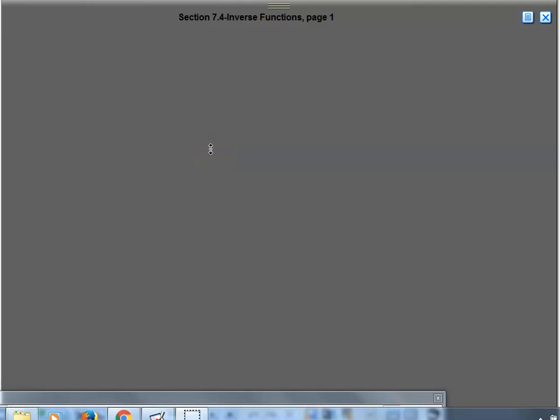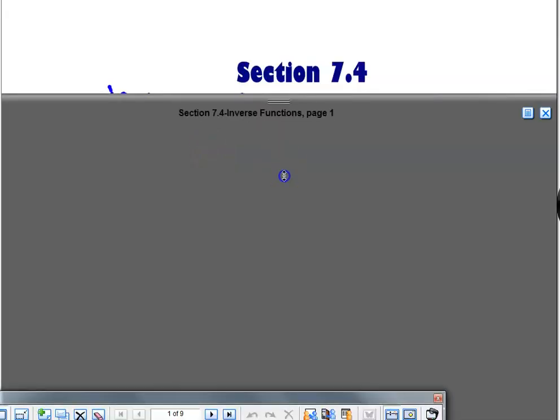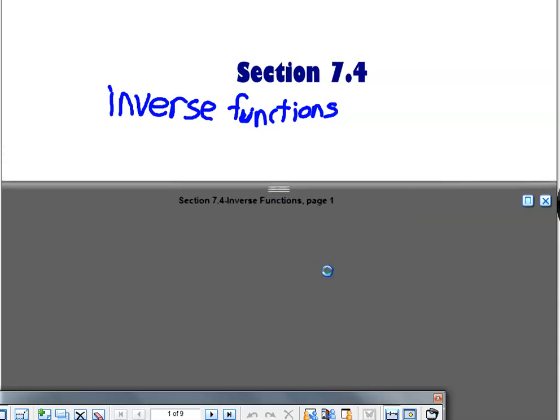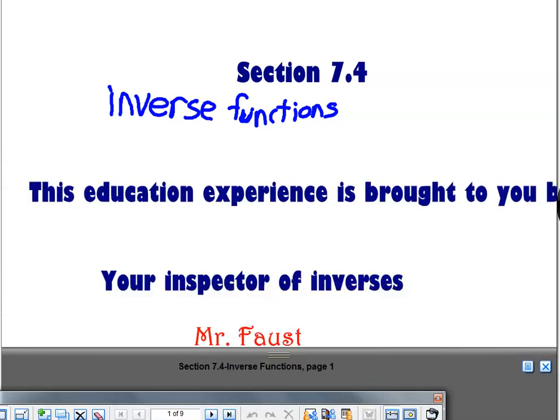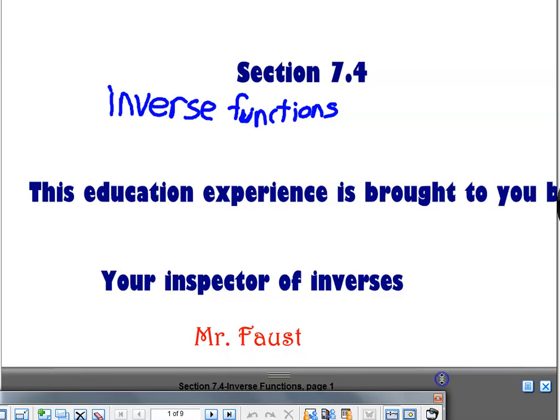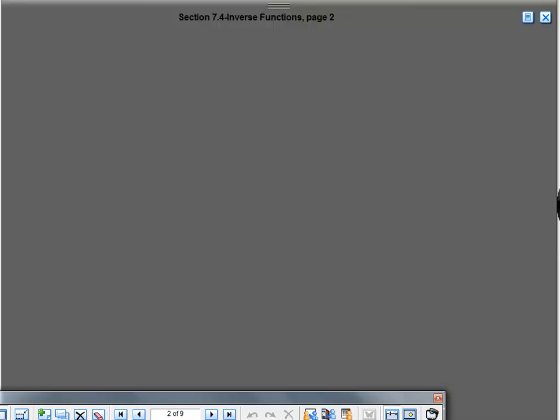Hello there, children. Today we are going to work on section 7.4, which is inverse functions. This educational experience is brought to you by your inspector of inverses. That would be me. Alright, so let's take a peek here.